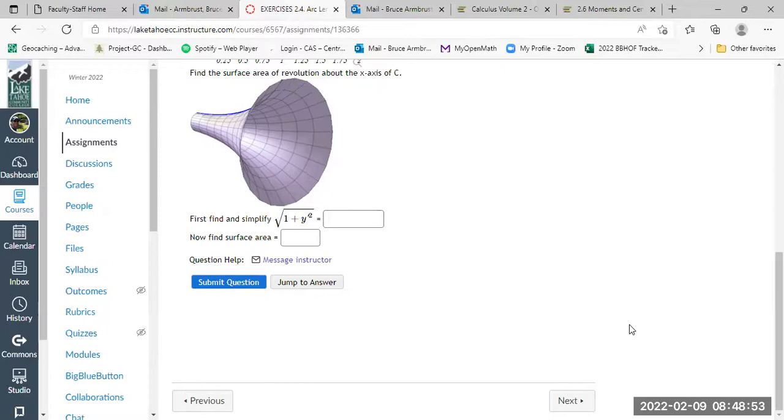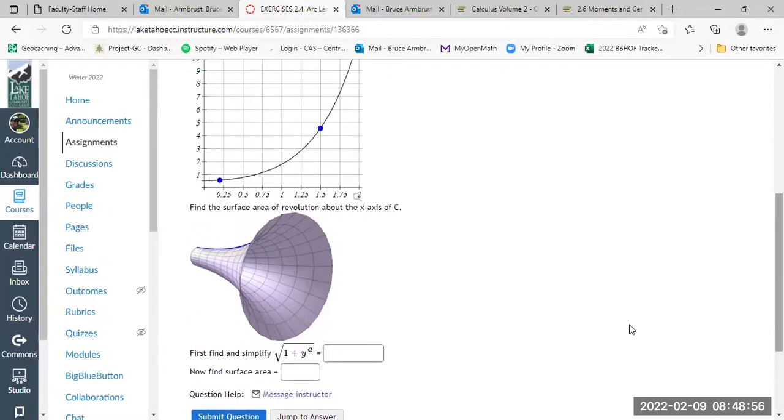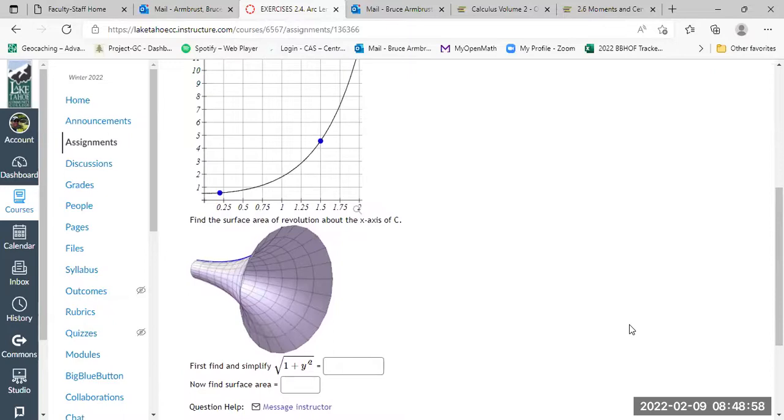But now it says go ahead and find the surface area. So let's just remind ourselves what we need. We need 2 pi r and the arc length. And we just got the arc length. 2 pi is 2 pi, but then we also need the r. And the radius of these little cross-sectional circles is going to be the y value, and the y value is just the function itself. Okay, so let's go and finish setting that up.